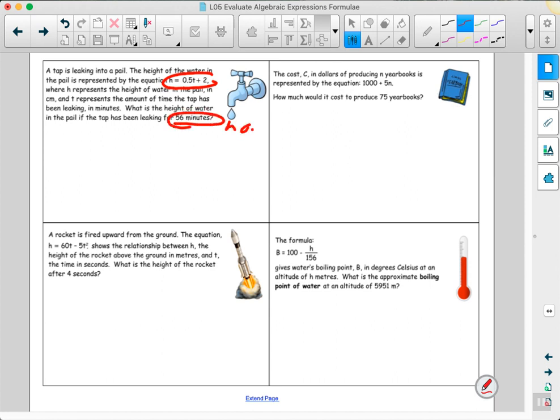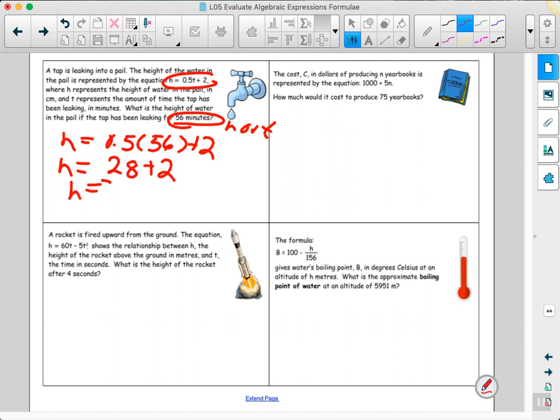I now just decide, is that H or T? And clearly that's a t, so now I'm just going to be solving 0.5 times 56 plus 2. And half of 56 is 28. And 28 plus 2 is 30. And our units are centimeters, so 30 centimeters would be the height. Okay, so I'm going to suggest that you then try to finish these off, and then we'll post the solution to that kind of stuff online.